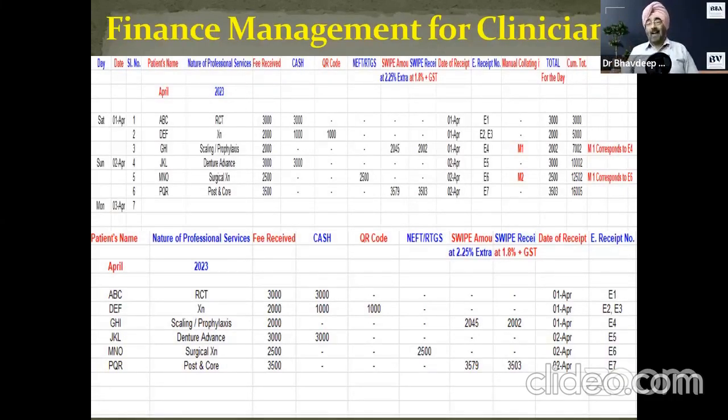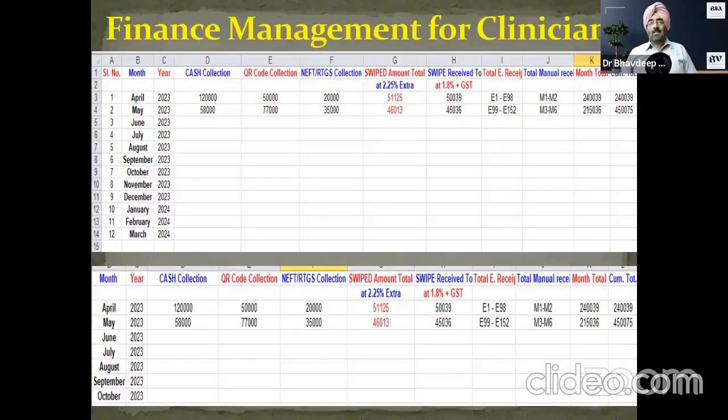Now, when you consolidate it at the end of the month, this is the way things look like. Cash collection, for example, 1,20,000, QR code 50,000, NEFT 20,000, swiped amount 51125, received amount 50039, total e-receipts E1 to E98, manual receipts M1 to M2. Similarly, for May, 58,077, 35, 4603, 45036, and the total has been made for the month also, and the cumulative total has been made for the year also. That so far in 2 months, I have earned 4,50,000 rupees, for example, just to give you a demo.